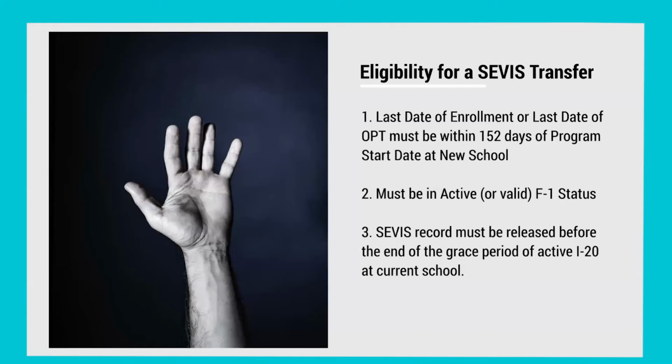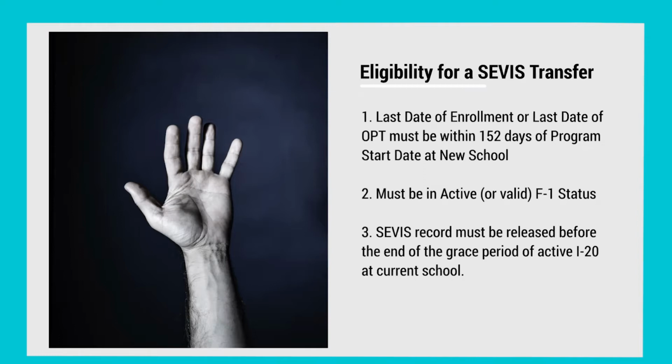Another eligibility requirement is that your SEVIS record must be in active status in order for your record to be transferred. So if your record was terminated or was completed or canceled, then you're not eligible to have your SEVIS record transferred. And then lastly, your record must have been released before your grace period ends. If your record was transferred after your grace period, then your SEVIS record is not active, and then it's not possible for it to be transferred.